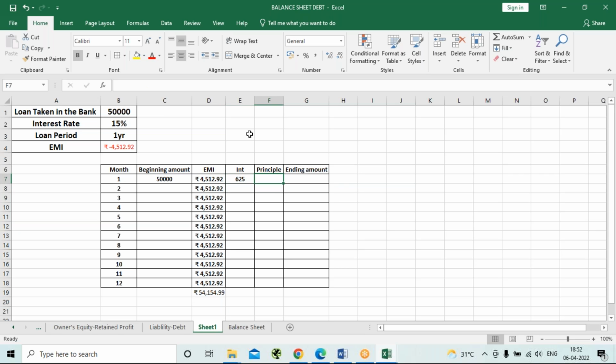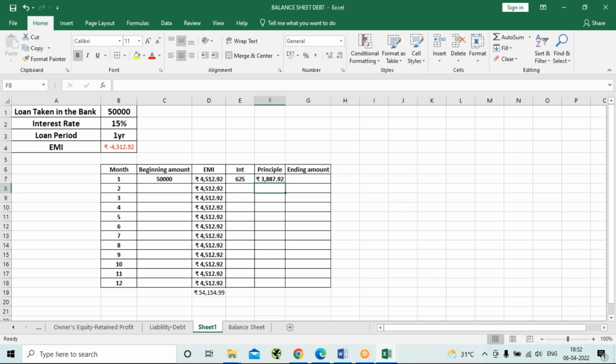And the remaining amount, that is equal to EMI minus interest amount. This is going to be the principal amount. Is that clear till here? Yes, sir. Okay. So now the ending amount will be equal to the beginning amount minus the principal amount. So this will bring the end of the month.